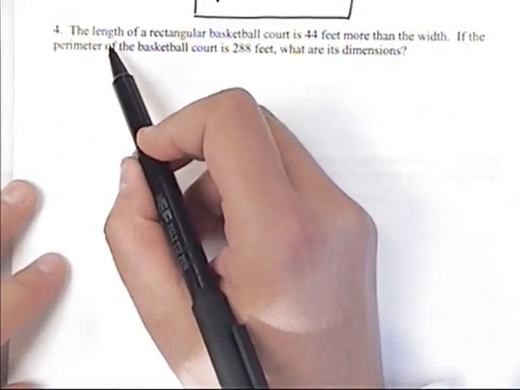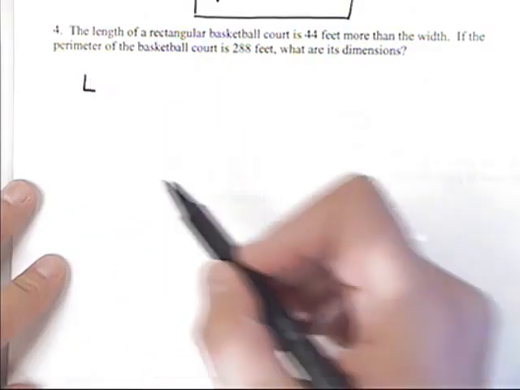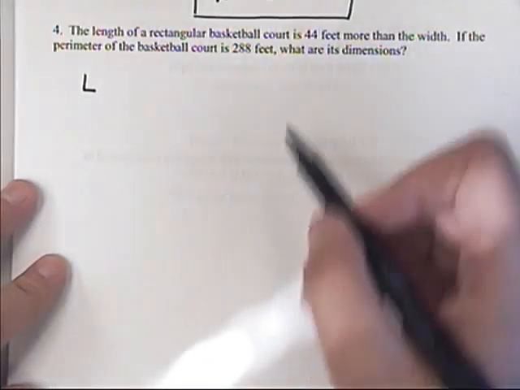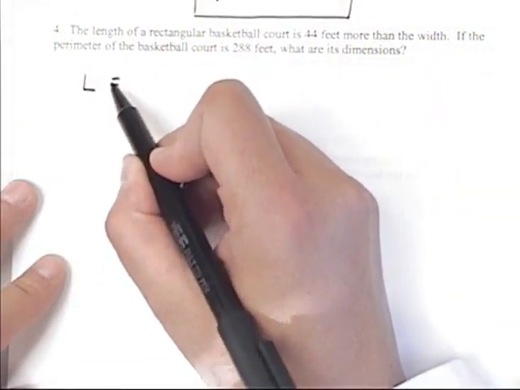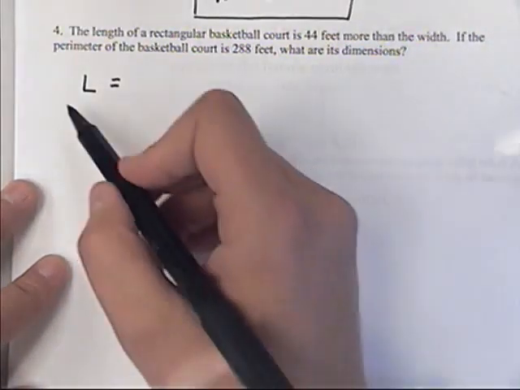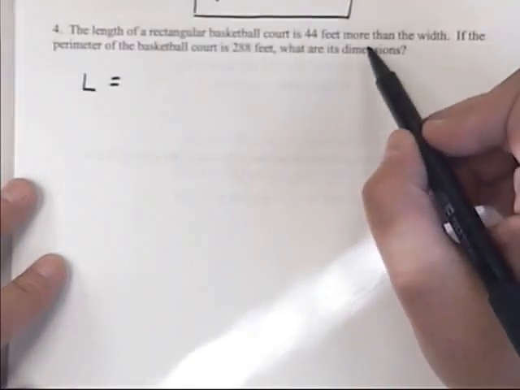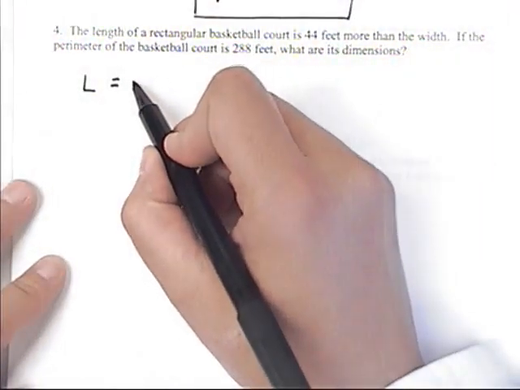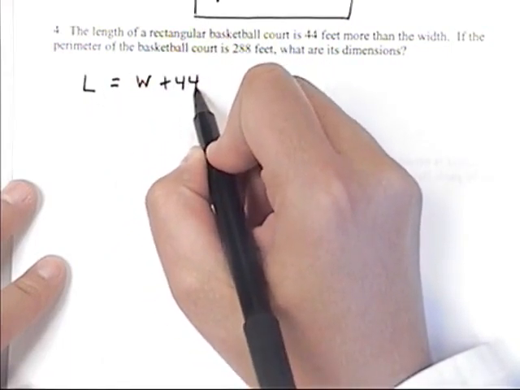The length of the rectangular basketball court, I will use the letter L to represent the length. Whenever you see the word "is," you can say something is equal to. The length is 44 feet more than the width. So the length, if I took the width and I added 44, that's what the length would be.